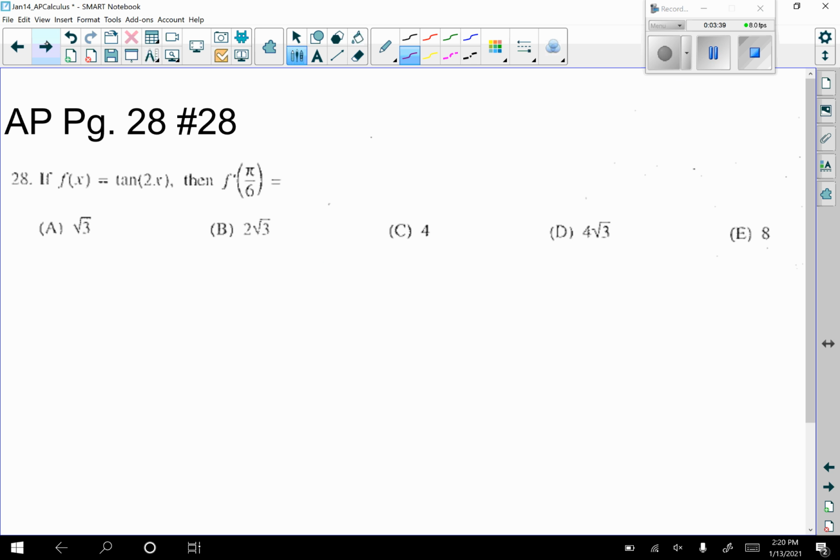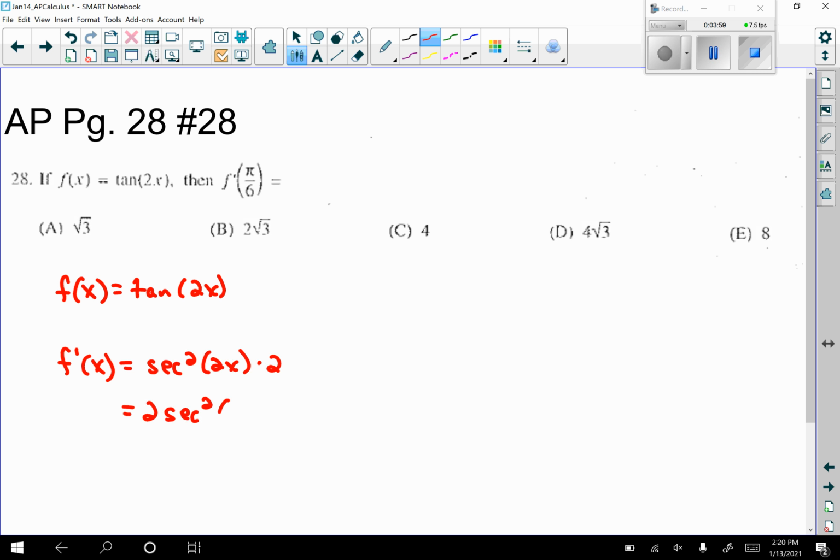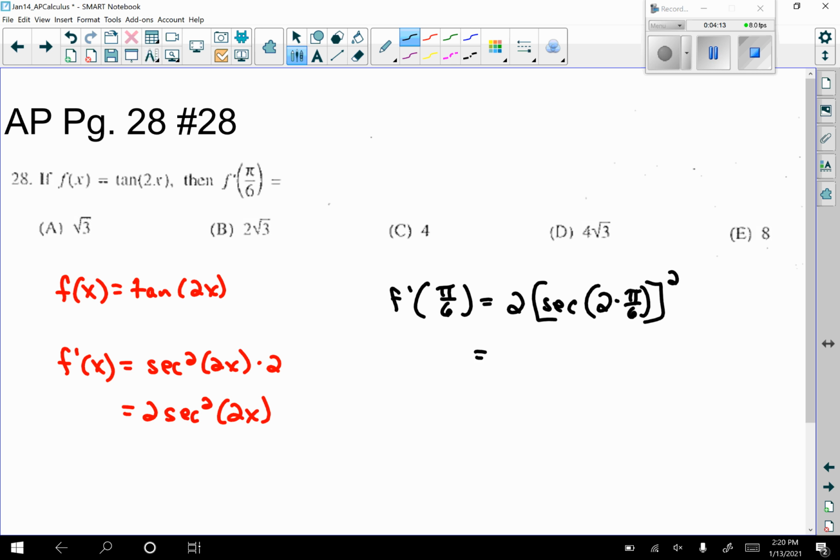All right, let's take a look at the AP problem I assigned yesterday. Here f of x is equal to tangent of 2x. We want to find f prime of pi over 6. So f prime of x is going to equal secant squared of 2x and then times 2. So this is 2 times secant squared of 2x. And then f prime of pi over 6 becomes 2 times, and we can write this as secant of 2 times pi over 6, this whole quantity squared to make it a little bit easier. So this becomes 2 times secant of pi over 3 squared.